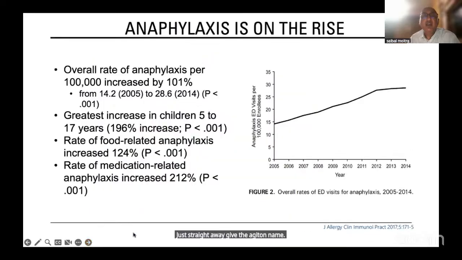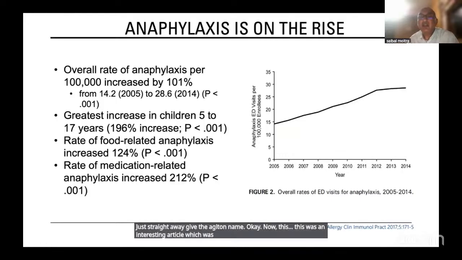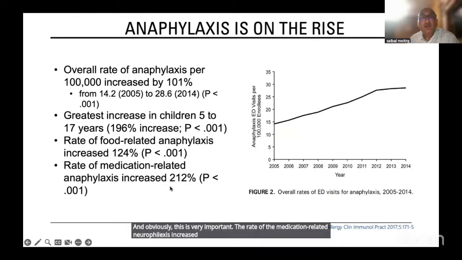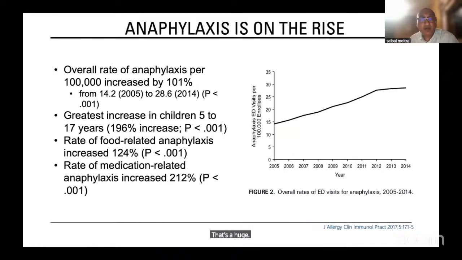Okay. Now, this was an interesting article which was published in the JACI in Practice in 2017. Though it's not Indian data, it shows that anaphylaxis is on the rise. And this is very important: the rate of medication-related anaphylaxis increased by 212%. That's a huge, huge number. Now, why is there this increase in anaphylaxis?